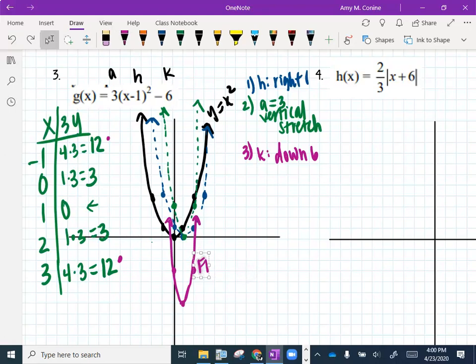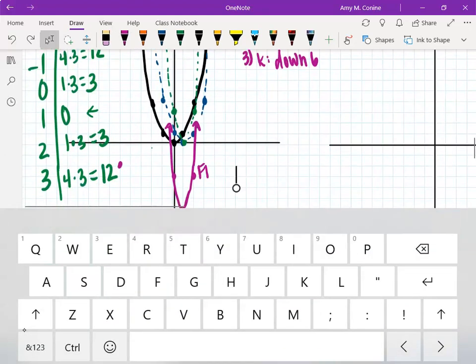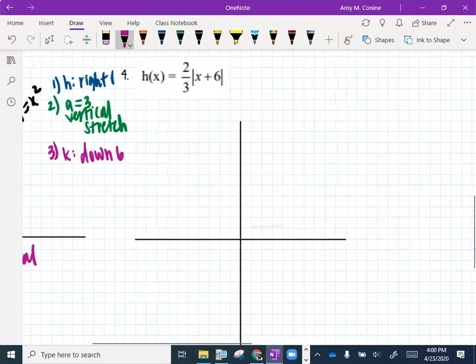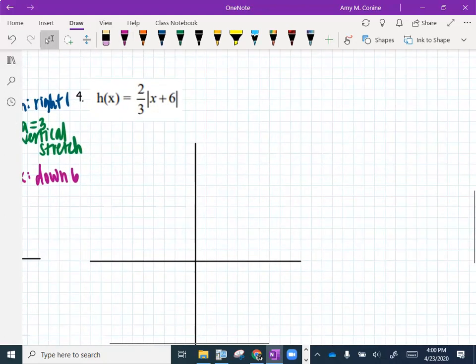If my tablet will let me write final. Okay. We have just enough time. Let's do one more. We'll do it real quick. We're going to do the absolute value. So here we have an A that is between 0 and 1. And if you recall, that's a shrink.